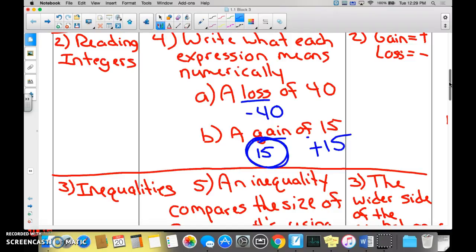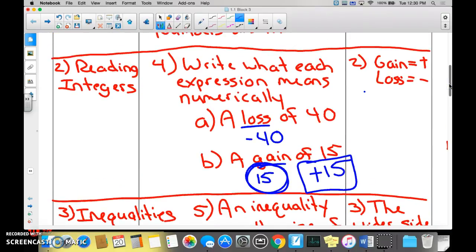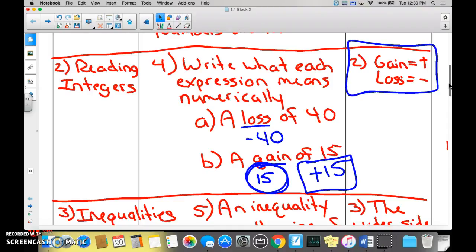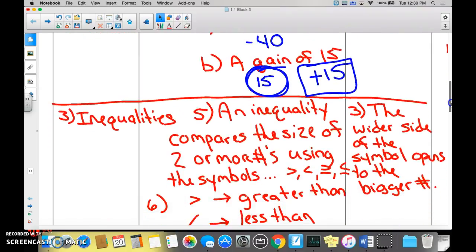It would not be wrong to write plus 15, but you would be writing a lot of pluses since normally we work in the positive. We normally work in the positive. So that would be a lot of writing. Our cheat sheet idea is a gain is positive, a loss is negative. Yes, no? Yes. Moving down to number 3, we worked with inequalities.